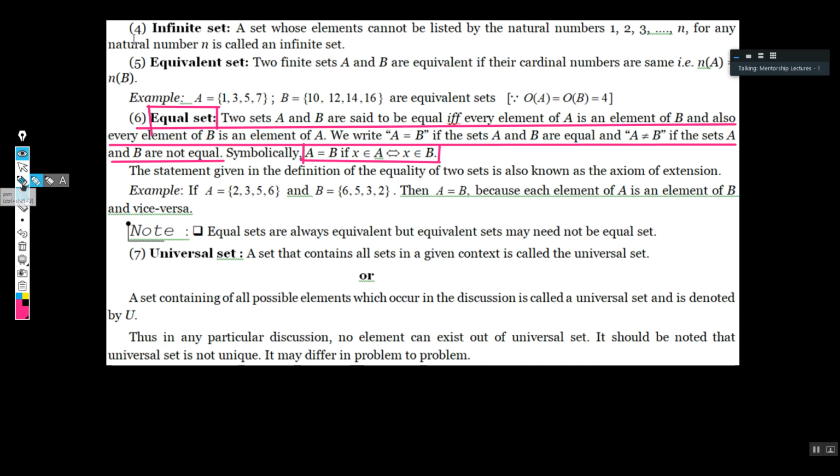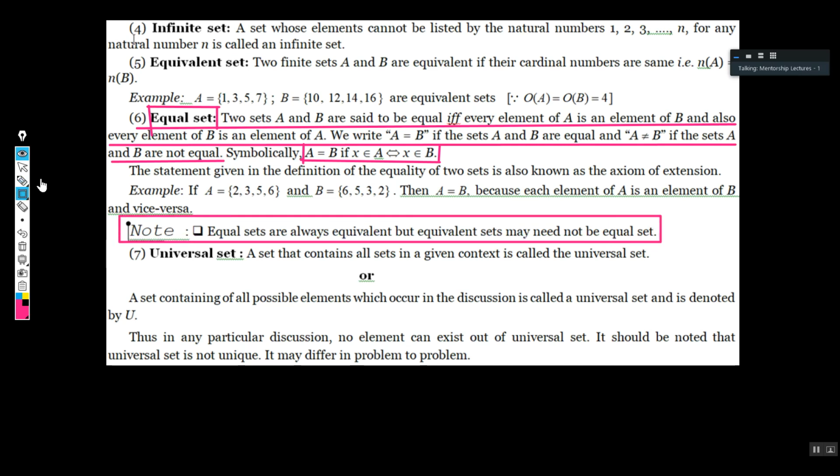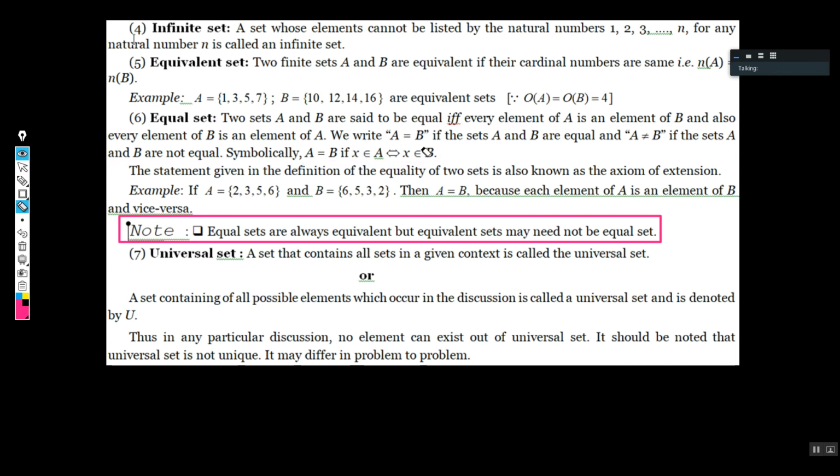Now, Ananya, please read this note. Equal sets are always equivalent, but equivalent sets need not be equal sets. Okay, is it not visible properly? My mic was muted. Okay. Equal sets are always equivalent, but equivalent sets may not be equal sets. Obviously, equal sets will always be equivalent, but equivalent sets need not be equal sets.